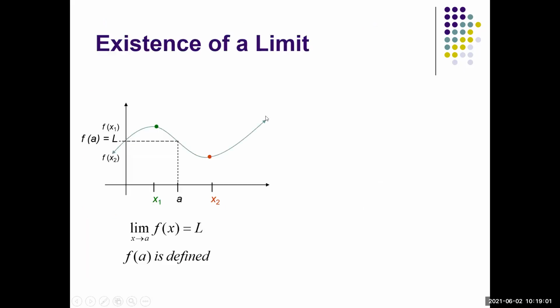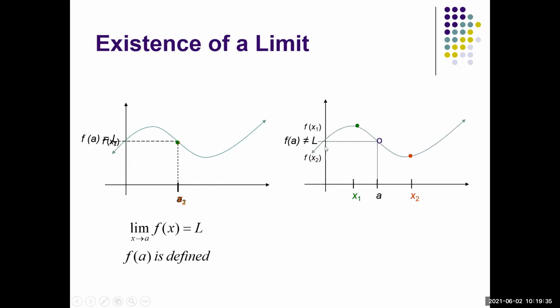Now, from the graph point of view, this is what you're going to see. If you have x approaching a, you see that this one is getting closer and closer to this value L, and then the blue on the right is getting closer and closer to the same spot, which is L. So this is the case where the function's limit equals L, and f of a is defined. That means at a, the function value is also L.